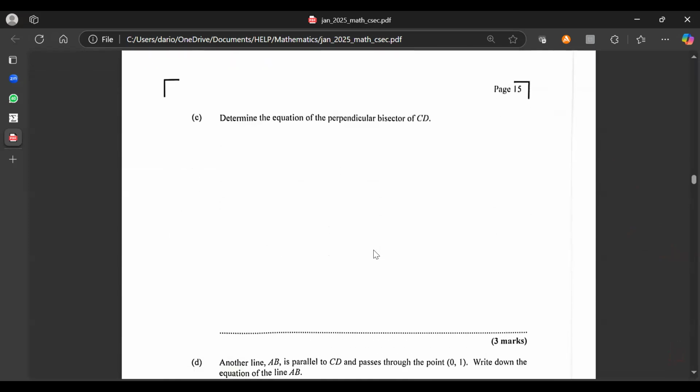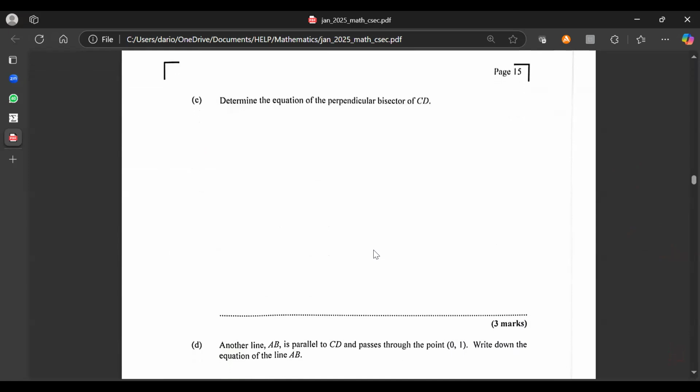Now, this is an interesting question. There are 3 parts. Let's talk about the 3 parts. 1, determine the equation. And to find an equation, you must know the gradient, and you must know the y-intercept.